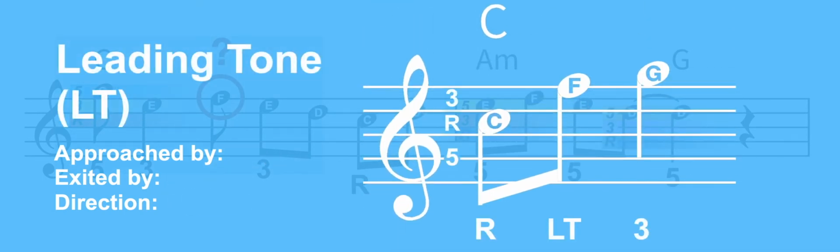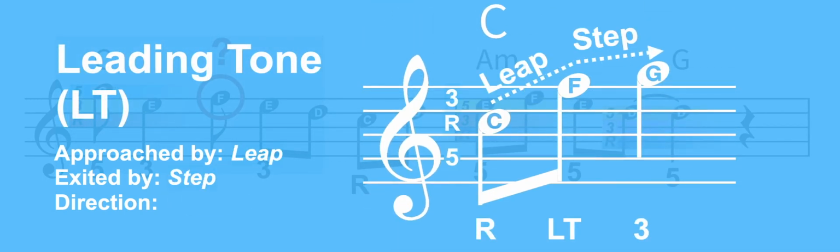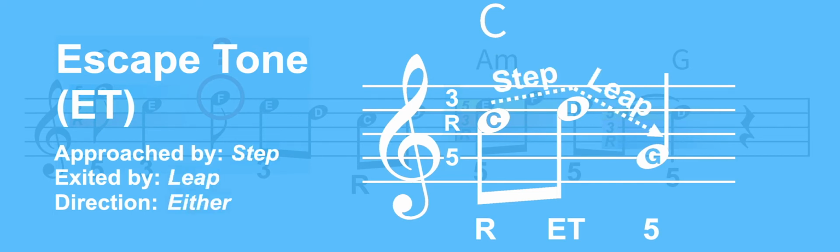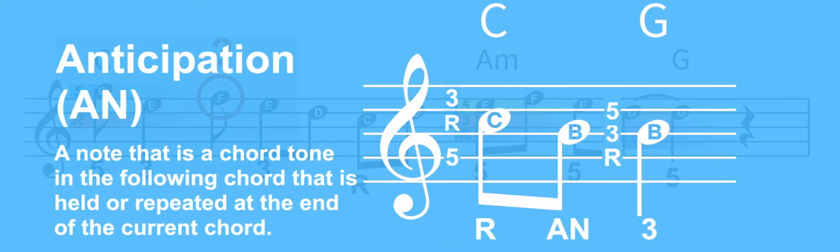A leading tone is approached by a leap and exited by a step in any direction. An escape tone is approached by a step and exited by a leap in either direction. An anticipation is a note that is a chord tone in the following chord that is held or repeated at the end of the current chord. This B is not in a C major chord, but it's an anticipation of the third in G major.